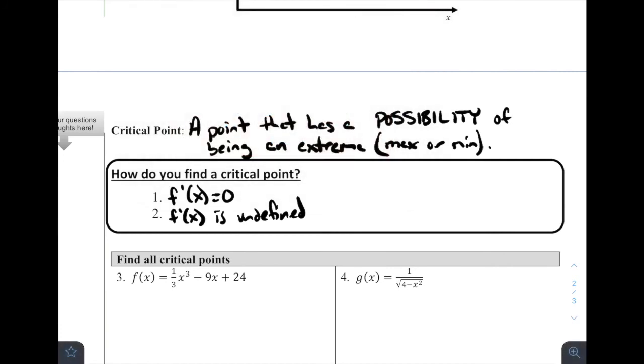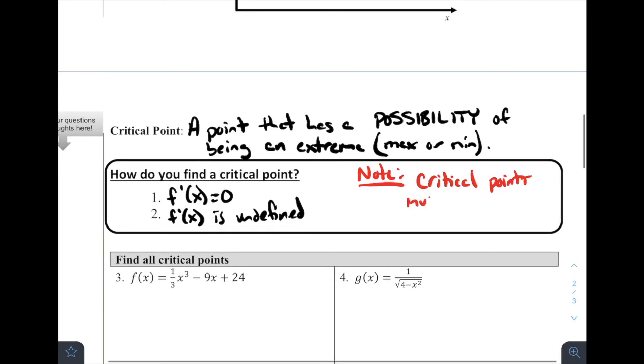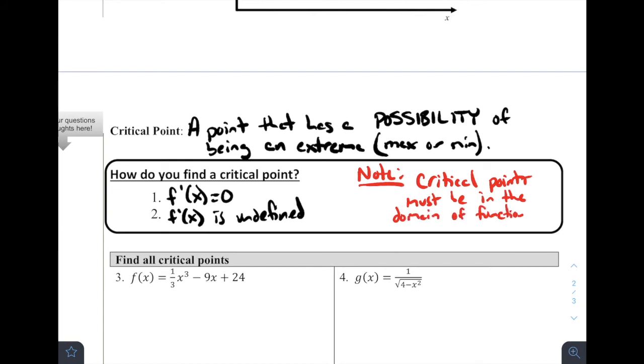One note that I want to mention that comes up occasionally is that critical points must be in the domain of the function. Sometimes when we're working with equations, we get possible critical points, and it's always important to make sure that these critical points are actually in the domain of the original function that you were starting out with. That's worth checking. We'll see that in one of the examples coming up, I think number 4.